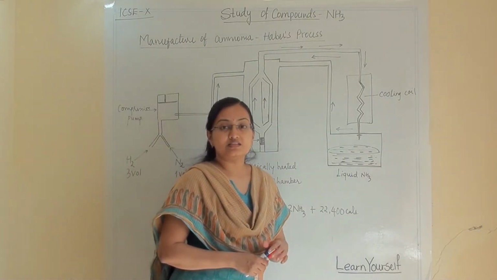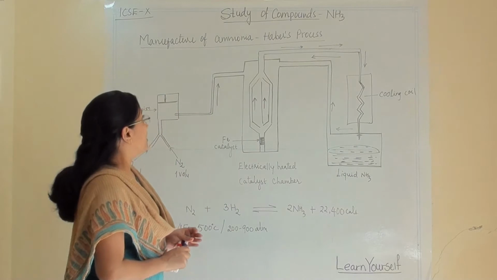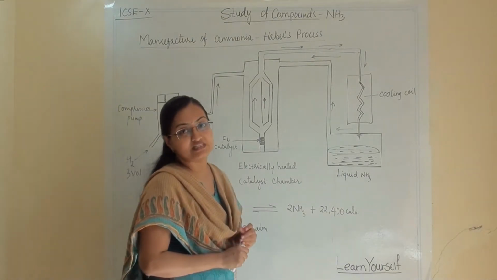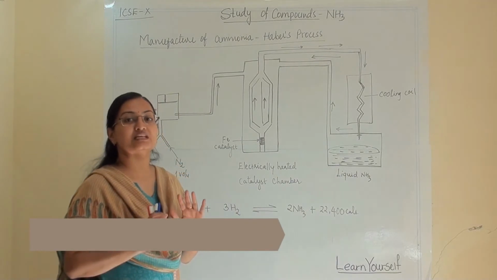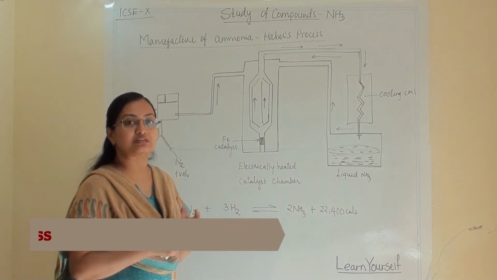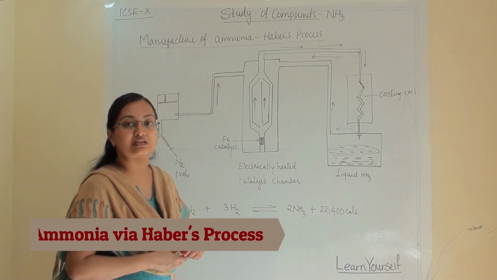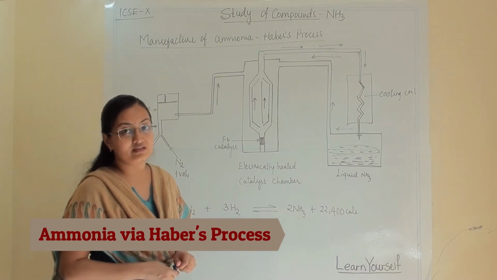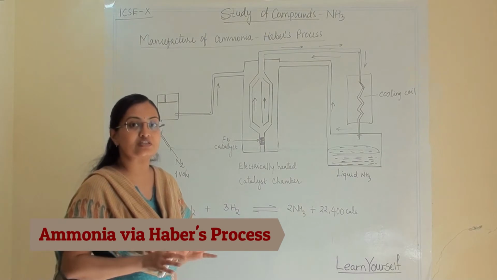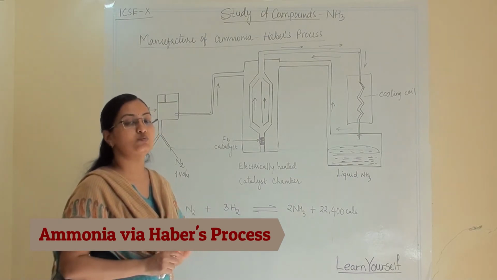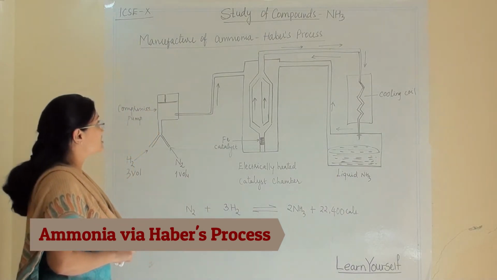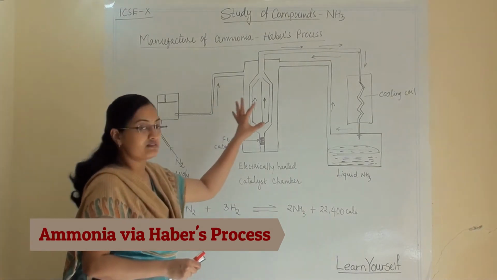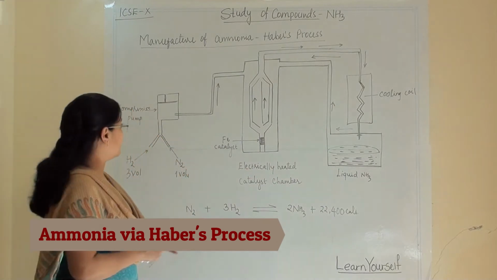Now let us understand how we are going to manufacture ammonia via Haber's process. This process is very popular because the yield and the favorable circumstances to get ammonia are very high through this process. So industrially this process is well known. This is known as Haber's process. Let us understand this first diagrammatically.